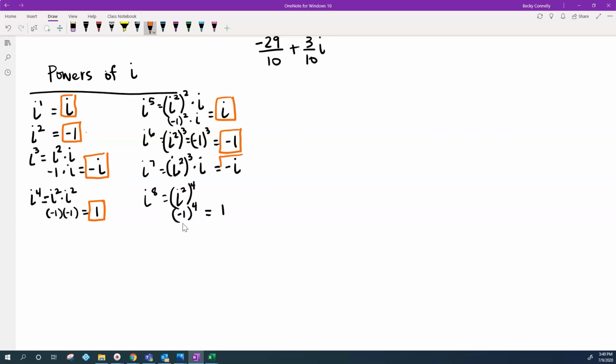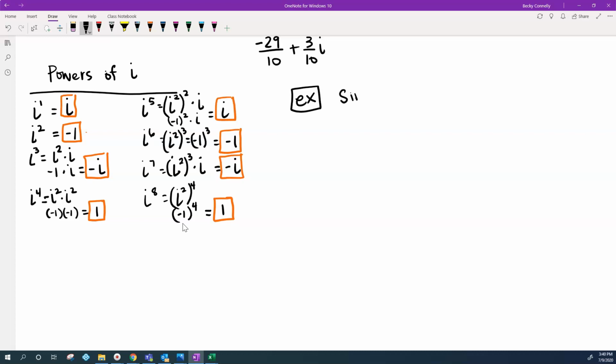So this is called a cyclical group, where they can all simplify to be one of these 4 things. And it's always going to go in that order: i, -1, -i, 1. I, -1, -i, 1. Remembering this order could be really helpful in figuring out some of these that maybe are larger powers.